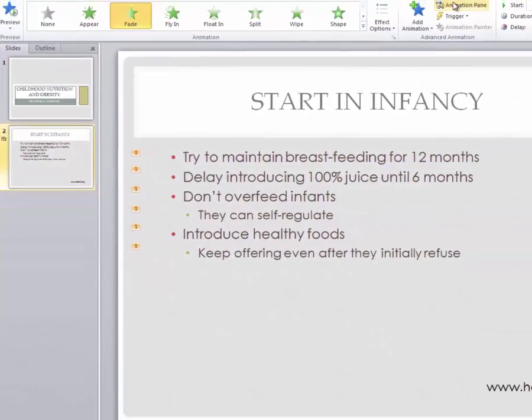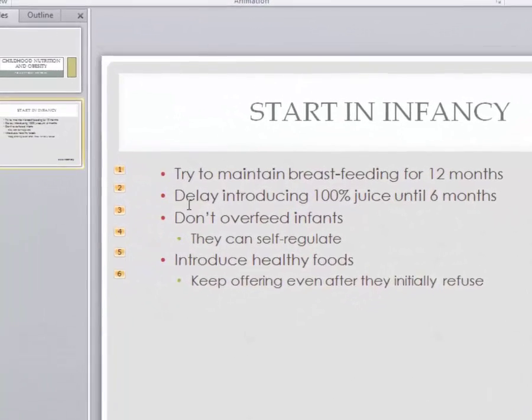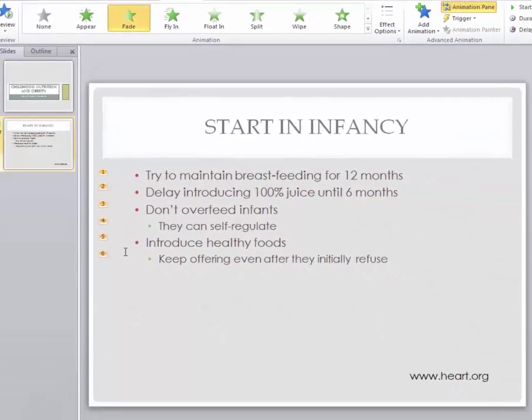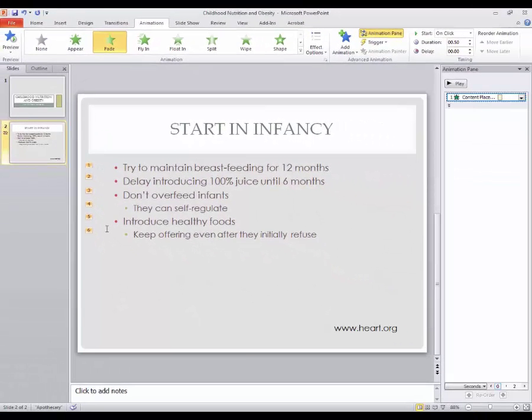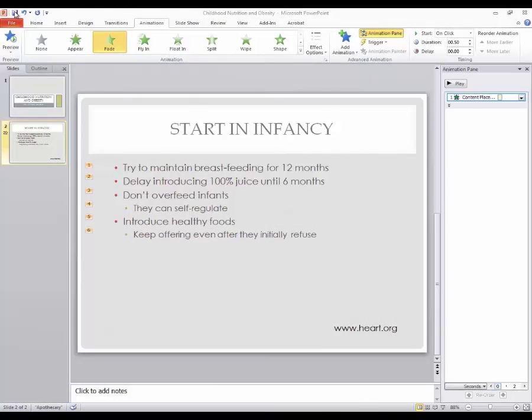So I'll go up to the animation pane and click there. And here where you see number one, content placeholder, I'll click on the down arrow and select Start On Click. Now if you look back over here, you'll see that each bullet point has its own number. And this means they'll appear one at a time in slideshow view, which we'll look at next. I'll resave the presentation at this point.